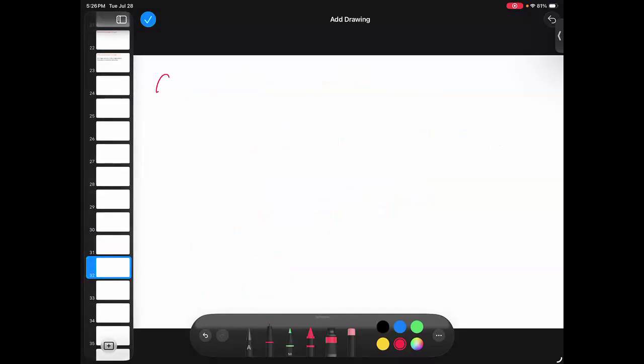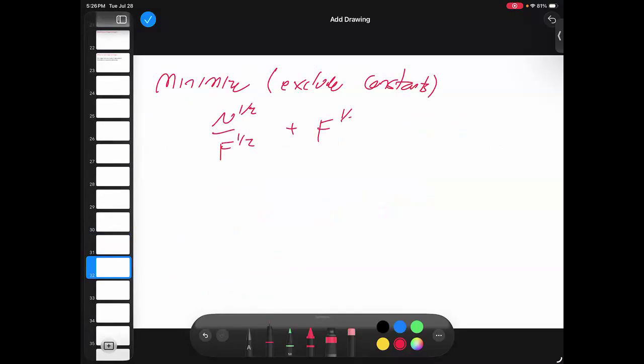Okay, I want to minimize this, excluding constants. I'm going to exclude the constants, okay? That's bad notation, but it's n to the 1/2 over f to the 1/2 plus f to the 1/2. What does that tell me? What should f be? n to the 1/4. So what we should get is, if we have n to the 1/2 over f to the 1/2 equals f to the 1/2, that implies f equals n to the 1/2.